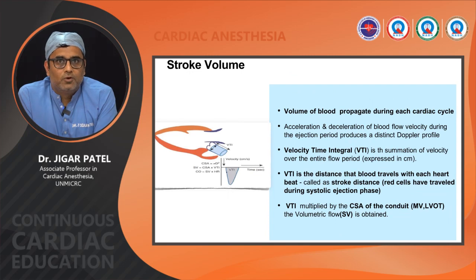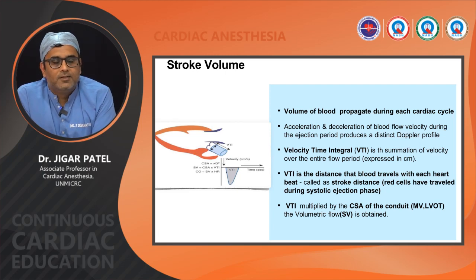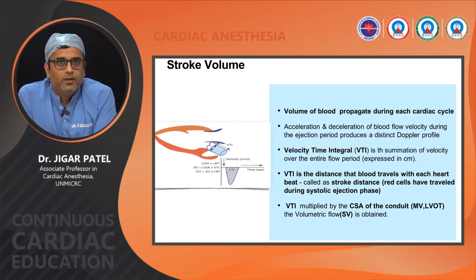Now this stroke volume, which is the volume of blood that propagates during each cycle, is measured with this measurement of the volumetric flow. Here, acceleration and deceleration of blood flow velocity during the ejection period produce a distinctive Doppler profile. As you see in this image, a velocity profile is produced, and the measurement of this velocity profile is called the velocity time integral.